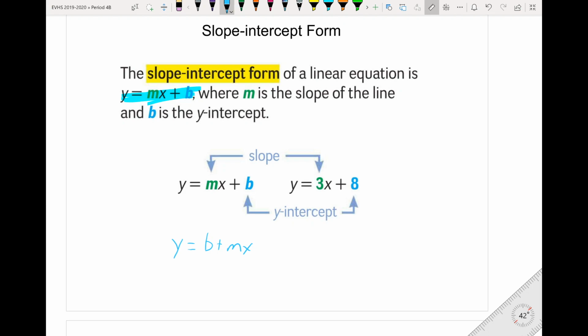So if I was going to rewrite this guy as that other form, what would that look like? Y equals 8 plus 3x. Keep in mind that if you do that, this guy is still your slope. I'm sorry, still your y-intercept. This guy is still your slope. Okay, sound good? Questions? No.